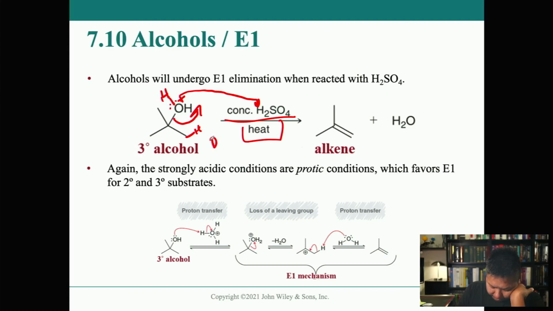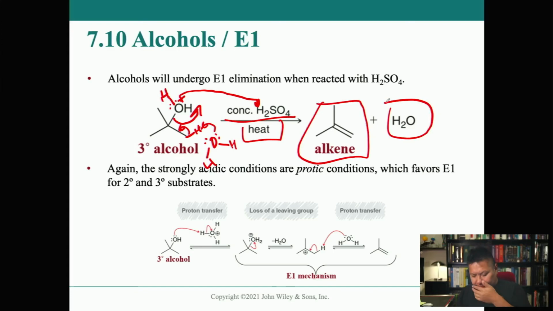I have to draw water again over here because I'm trying to do it all in one structure and I don't have any room. Like that, and then like that, and then we get the alkene plus water, okay? Alkene plus water. So again, the strongly acidic, protic conditions favor E1 for secondary and tertiary substrates. Okay.